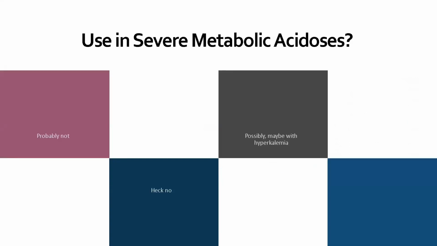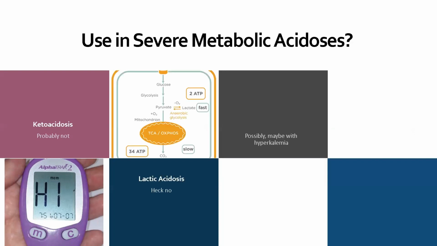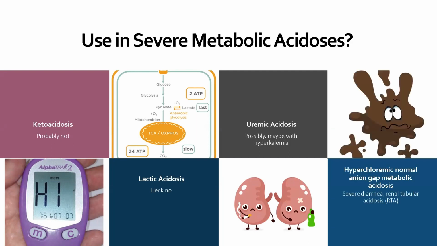So there's a few different types of severe metabolic acidoses. There's ketoacids with diabetic ketoacidosis, probably wouldn't use bicarbonate. For lactic acidosis, definitely wouldn't use it, and we'll talk about that shortly. For uremic acidosis, if it's that bad, possibly doing it in the face of hyperkalemia and using isotonic bicarbonate. Since it's so hypertonic, you'd have to dilute it into something that is more hypotonic, like D5W.